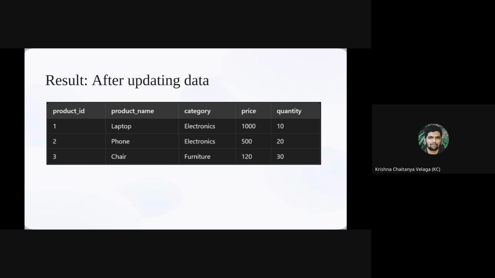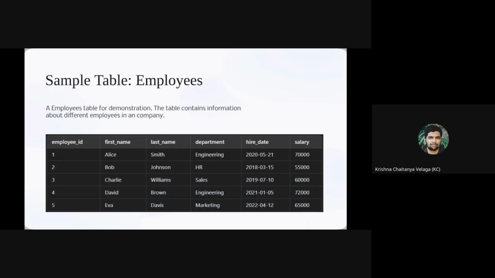And then we have another sample data, which we'll be looking at: employee ID, first name, last name, department, when they were hired, and what their salary is. A typical company database.